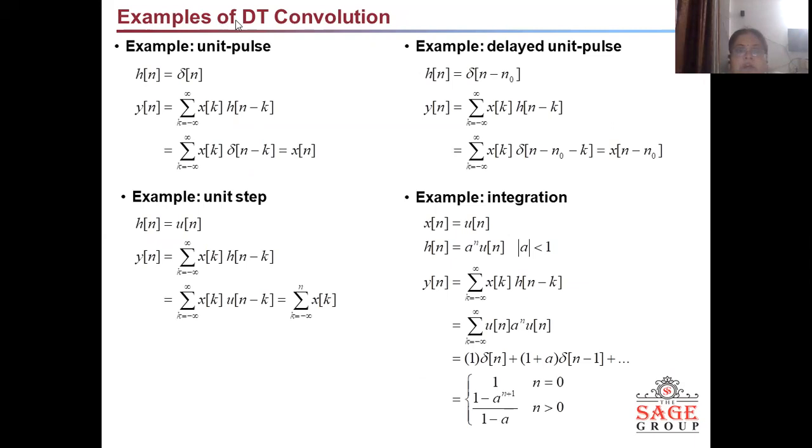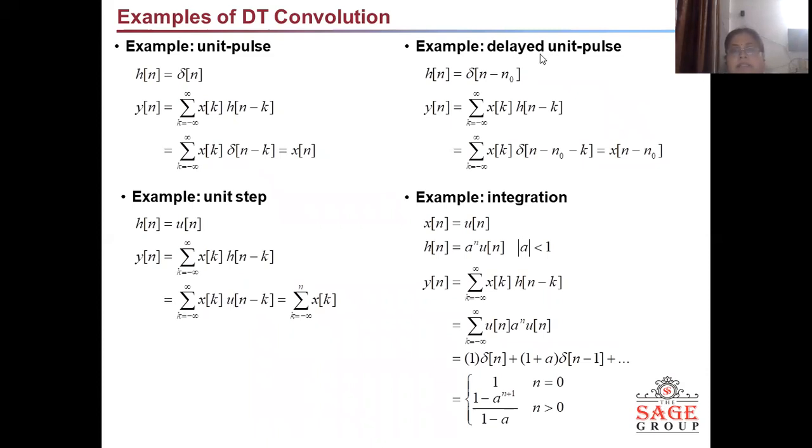Now, these are the examples of discrete time convolution. Here, we have taken h[n] as the impulse, and we have performed the operation y[n] as the summation over k from minus infinity to plus infinity of x[k] h[n-k]. So here the input is multiplied with the shifted impulse function. Here we can obtain the unit step response of the discrete time LTI system. So y[n] is the summation over k from minus infinity to plus infinity of x[k] h[n-k], where h is replaced by the unit step function, that is u.